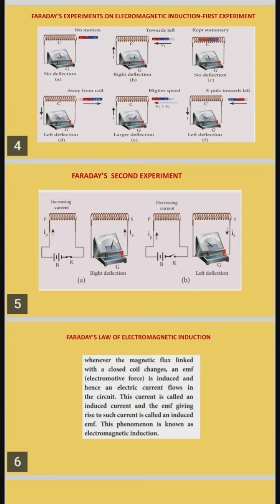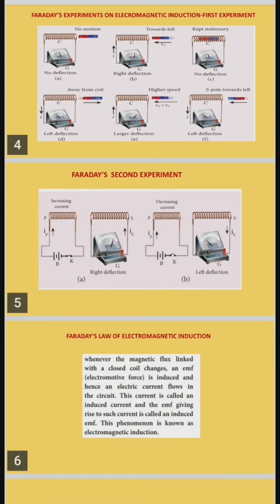If the primary circuit is broken, the current starts decreasing and there is again a sudden deflection but in the opposite direction. So, figure B. From the above observations, whenever the electric current in the primary circuit changes, the galvanometer shows a deflection.